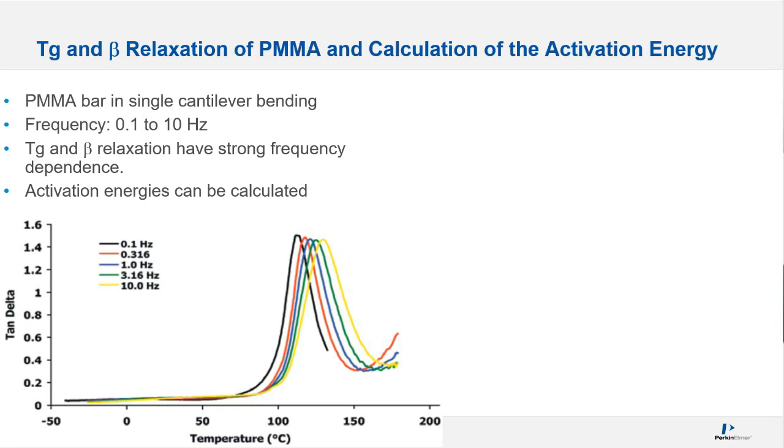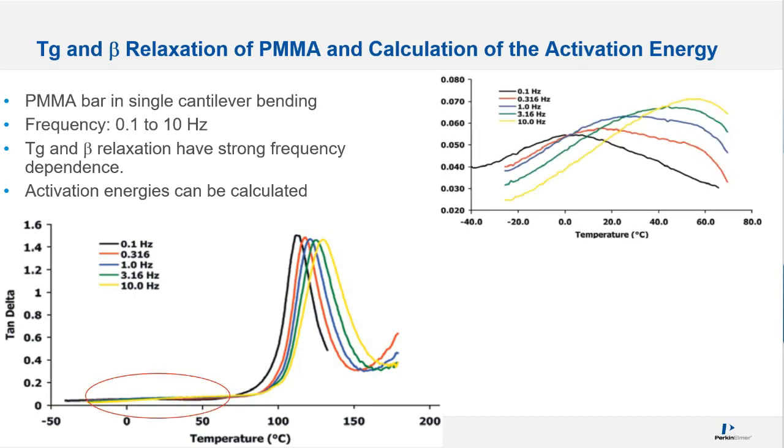Peak temperature has strong frequency dependence. This is true for all relaxations, usually not so for crystallization, curing, or volatile evaporation. So this helps to identify transitions. When we expand the part of the curve from negative 40 C to 80 degrees C, it is clear that a beta transition is visible. Again, this is frequency dependent, as expected for a relaxation event.